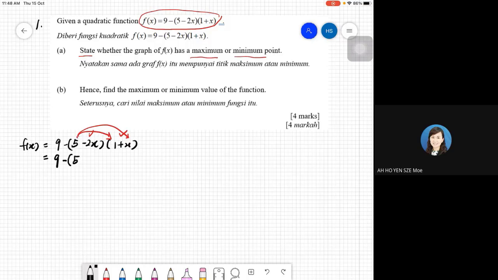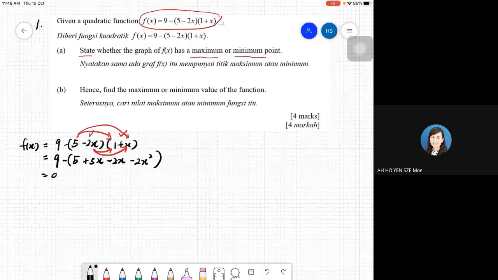The second one is plus 5x. Okay, this is another one. Okay, the bottom one, then you make another arrow down there lah, to avoid that you confuse to do the multiply, right? So negative 2x multiplied by 1 is negative 2x. Okay, negative 2x here. Okay, so another one is negative 2x squared. Negative 2x squared. Okay, then after that, you simplify it first before you go and throw away the bracket.